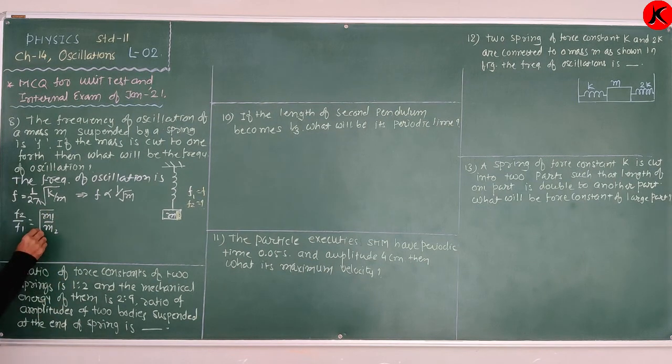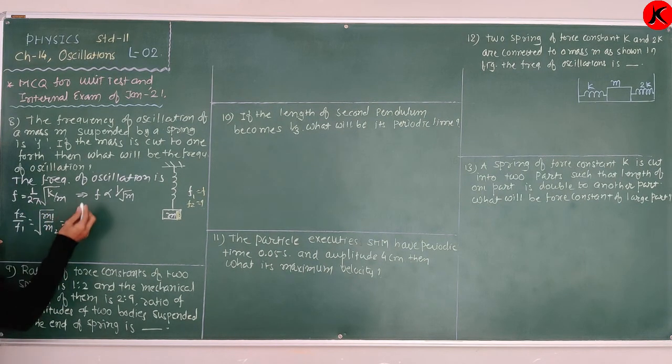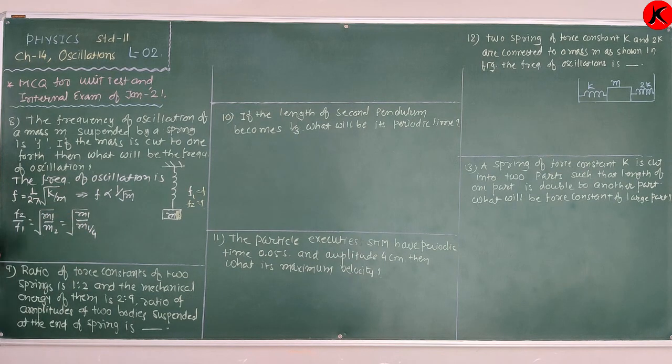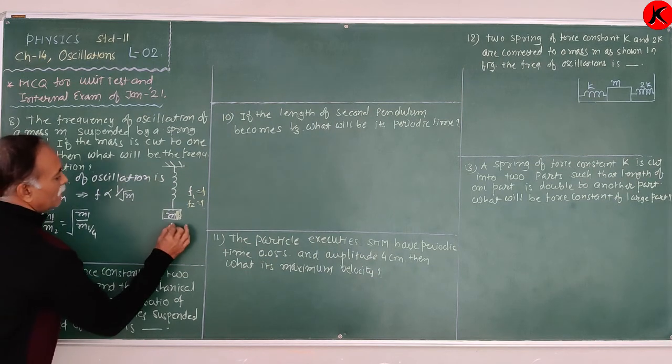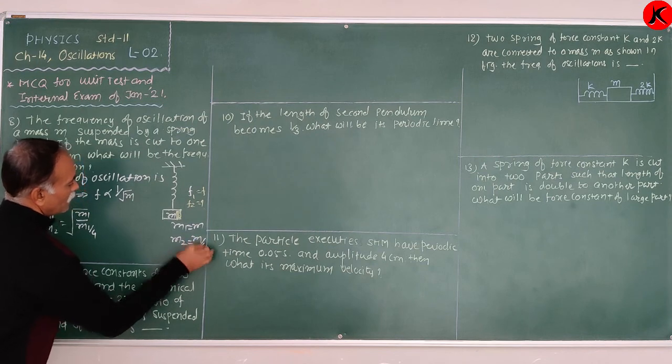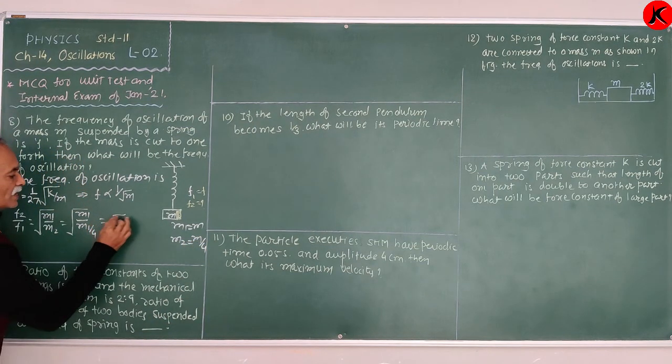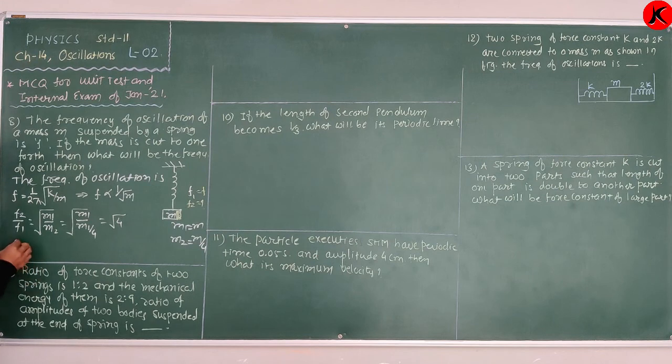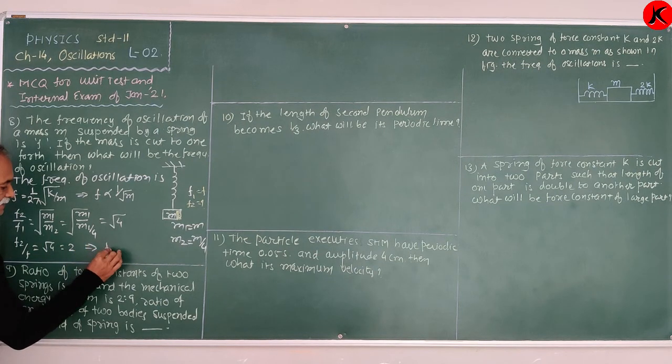Now M2 is 1/4 of the initial mass, therefore M1 upon M1 by 4. Only 1/4 mass is remaining. M1 is equal to M, M2 is equal to M by 4. So it remains only root 4. Therefore F2 upon F is equal to root 4, which is equal to 2. Therefore the frequency of the oscillation becomes double of the initial.